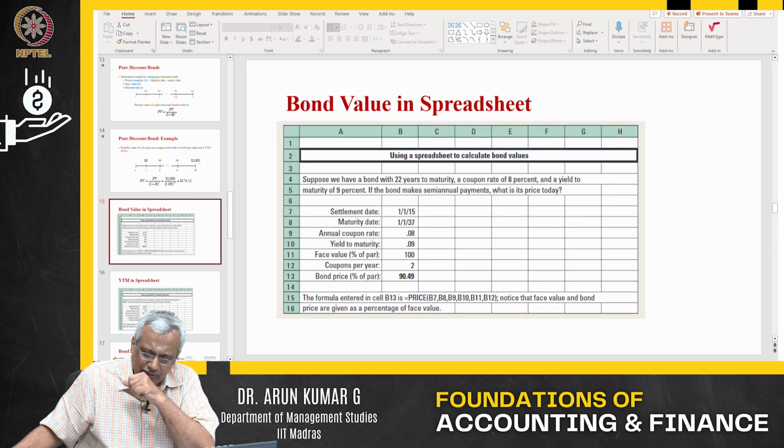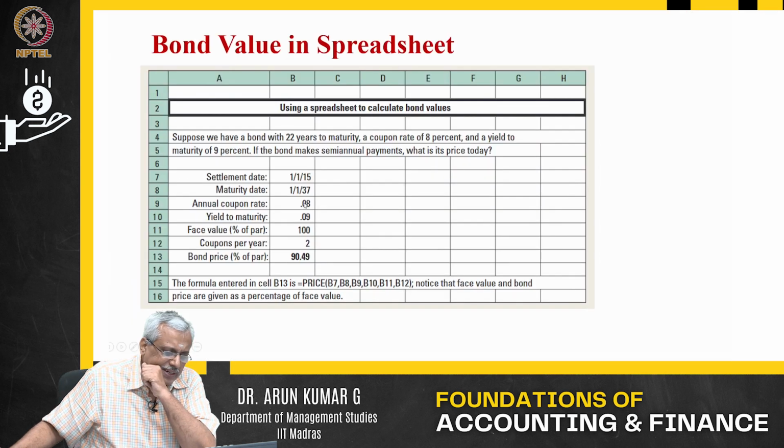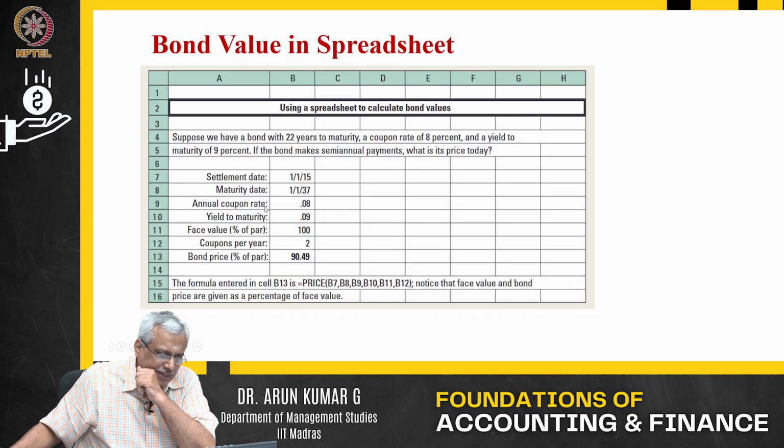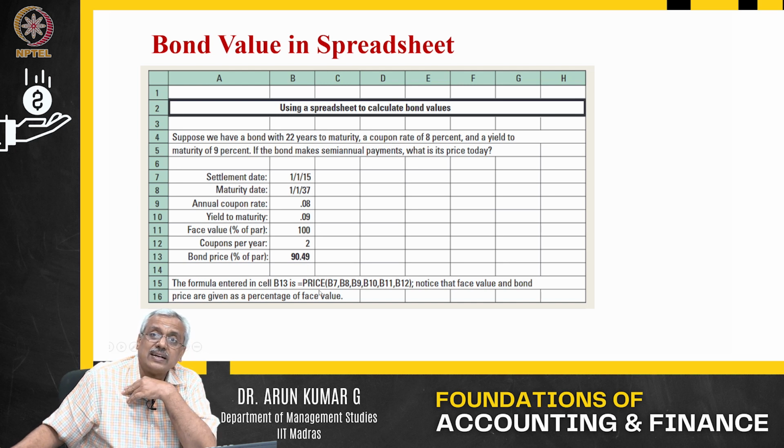Settlement date 1/1/2015. Maturity date 1/1/37. Coupon rate 8%. Yield to maturity 9%. Face value $100. Coupons are twice a year, that is, every 6 months you are going to get money. The bond price, as a percentage of par, is about 90.49. It's selling at a discount, so yield to maturity is 9%.